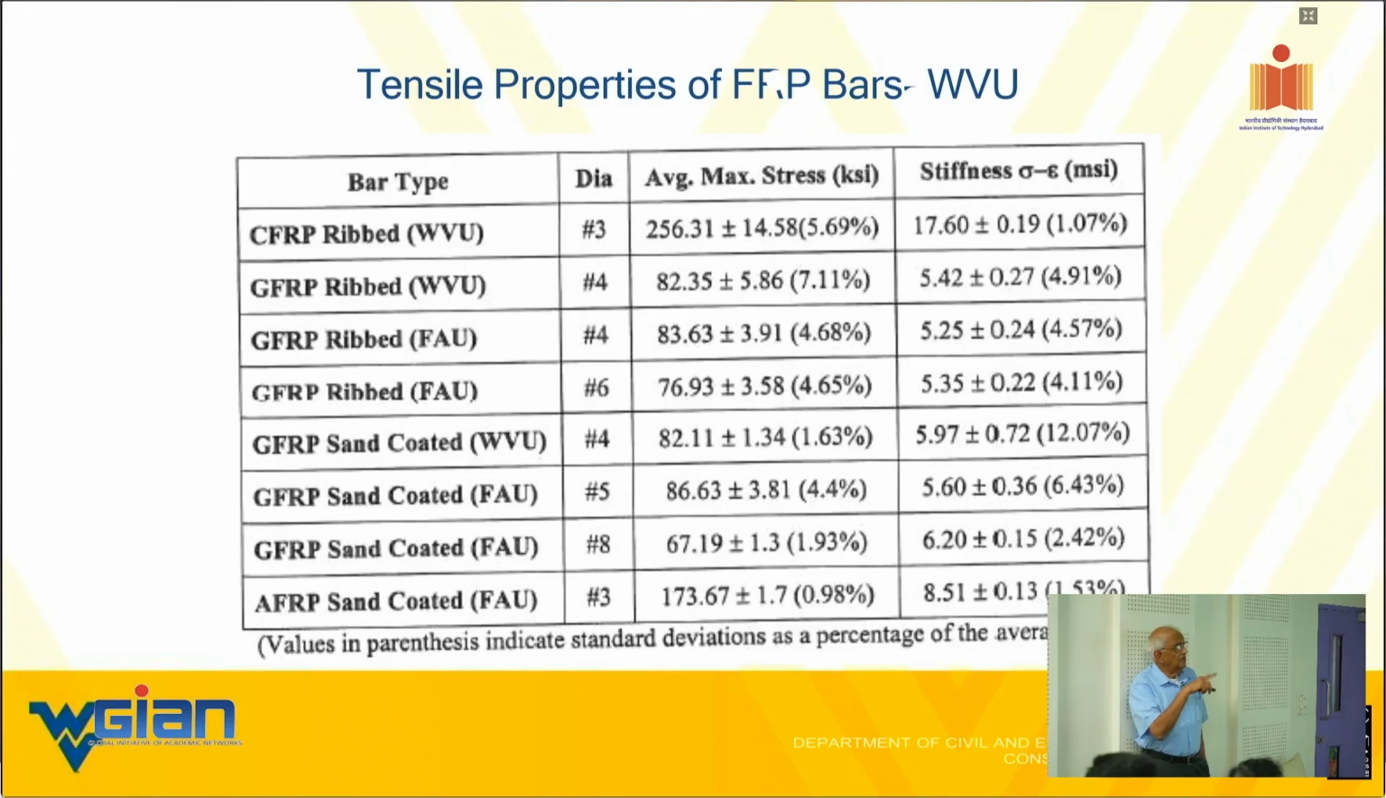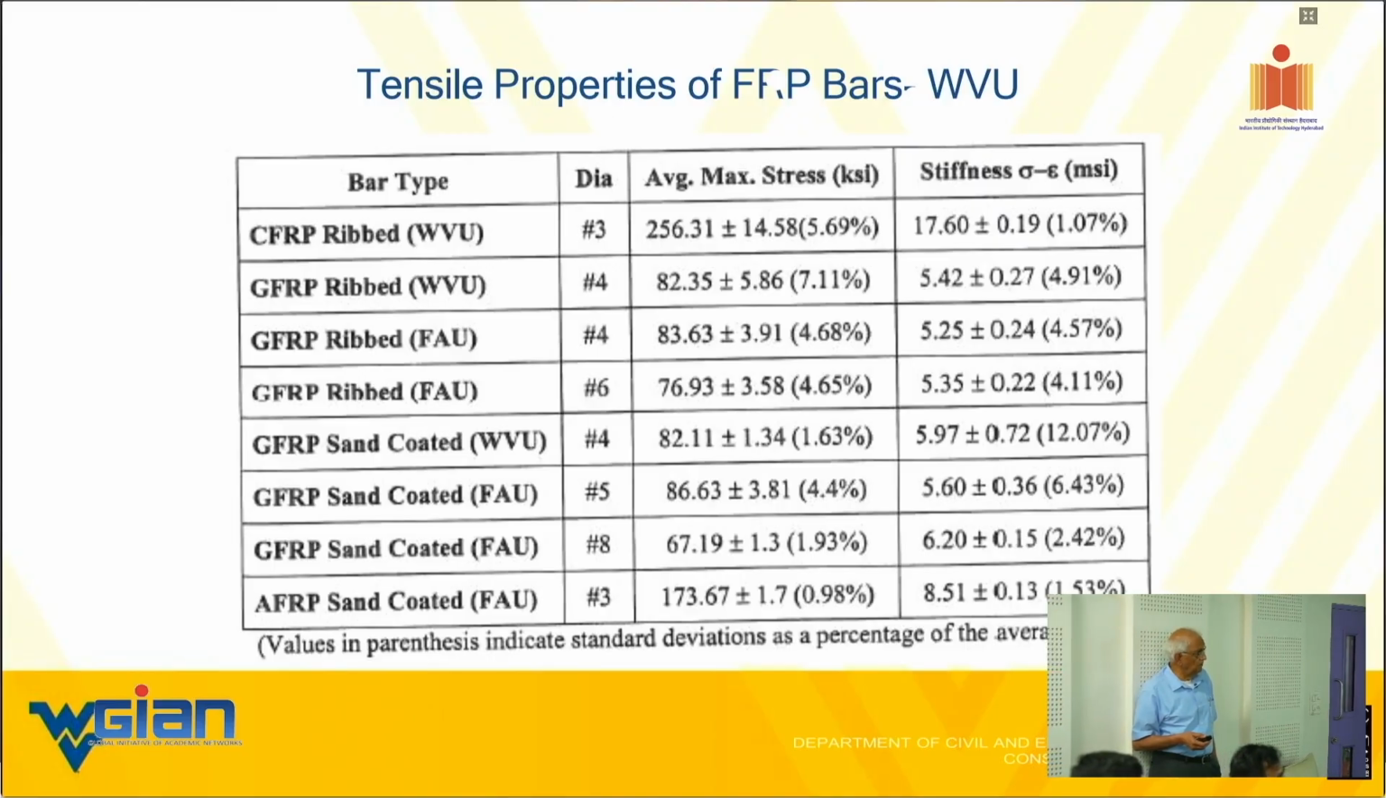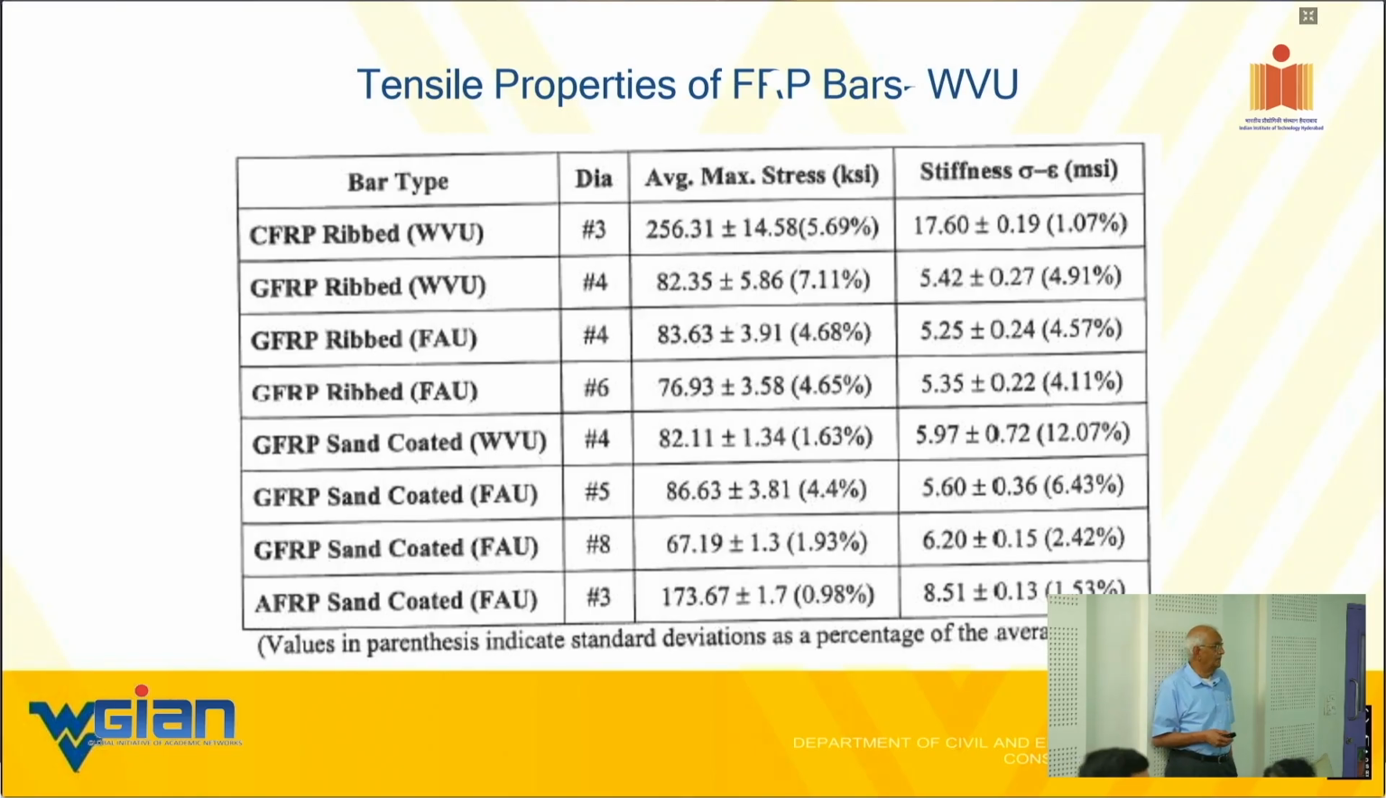And within the parentheses, you see the standard deviation. Very low. I mean, for a composite, we consider that 4.6% or whatever is reasonably low. And in some scenarios, it is even 1% to 2%, you know.